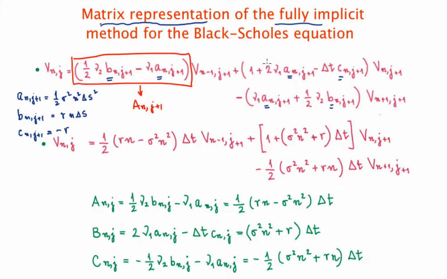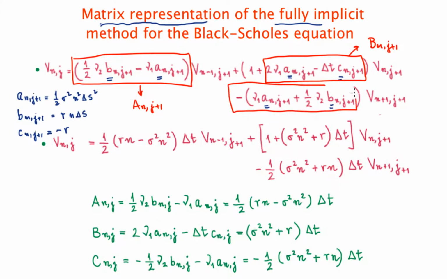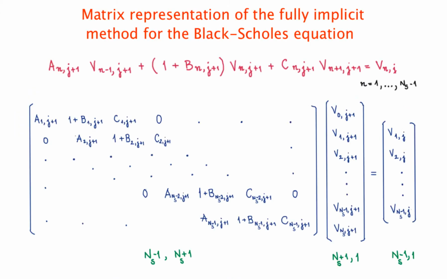Another one is this one. We are going to call it B, which again is evaluated at index n and time j plus 1. And another one, this one, including this minus coefficient, is the one that we're going to call C, with capital C, evaluated at index n and time j plus 1. So these are the new coefficients that we're going to define. And considering that, the matrix representation as a function of these coefficients that we have just defined is given by this expression here.